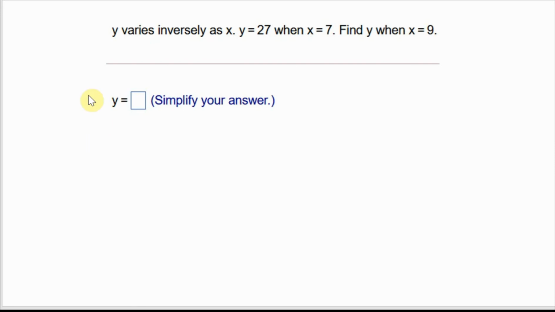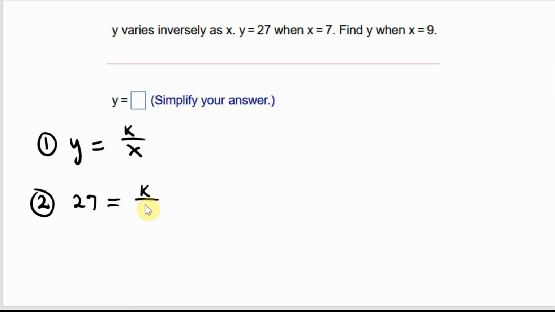Y varies inversely. So step 1, we write this equation, y varies inversely as x. Remember, that's the fraction. Step number 2, they give us more information. That means they want to help us solve for k. Isn't that nice? We have y is 27 is equal to k over, when y is 27, x is equal to 7. So we get 27 times 7 is equal to k. So that gives us, on your calculator, k is equal to 189.